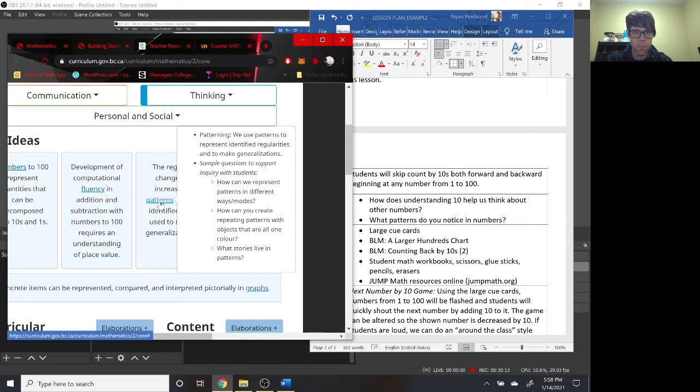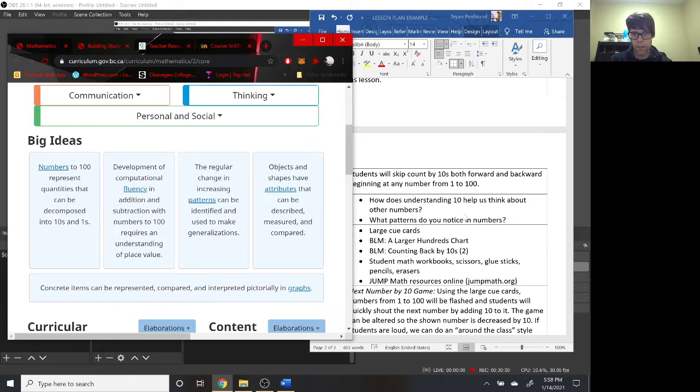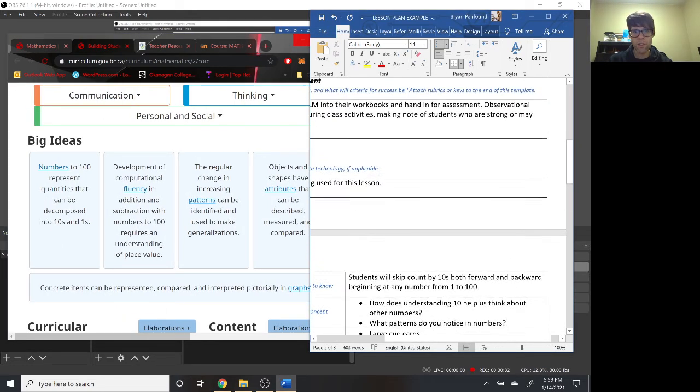How can we represent patterns in different ways? We're not really doing that. I would say, how can you create repeating patterns, not what stories live in patterns? So probably not any essential questions from the patterns big idea, although I do think that this lesson does connect to that big idea in some way. So those are a couple essential questions that I might use in this particular lesson plan.